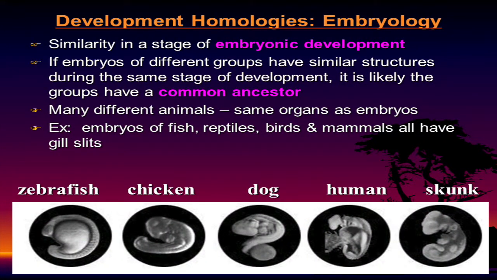Another support of common ancestry is when different groups have similar embryo structures. For example, zebrafish, chickens, dogs, humans, and skunk embryos go through a stage where they have slits and arches in their necks like the gill slits and gill arches of fish. These structures are not gills and do not develop into gills in chicks, humans, dogs, and skunks, but the fact that they are so similar to gill structures in fish at this point in development supports the idea that these share a common ancestor with fish.